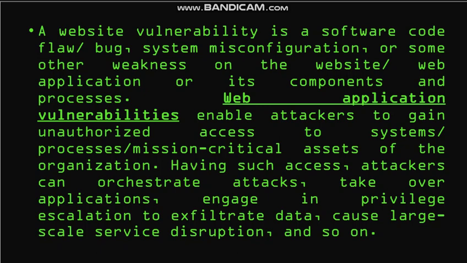Having such access, attackers can orchestrate attacks, take over applications, engage in privilege escalation to exfiltrate data, cause large-scale service disruption, and so on. With a clear understanding of what website vulnerabilities are and how they can be prevented, organizations can be better equipped to avert attacks and harden their security posture. This part of the lecture will enable you to do so.